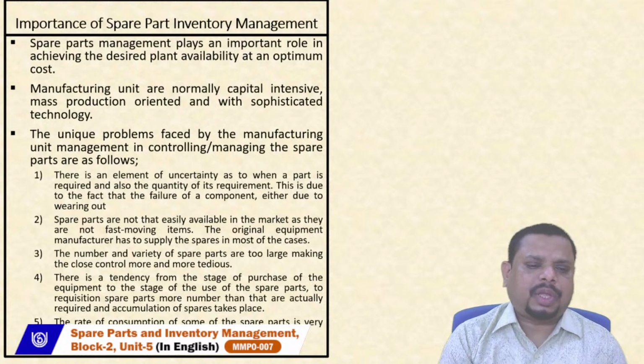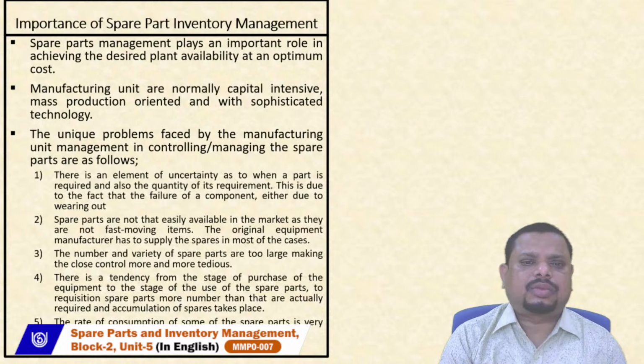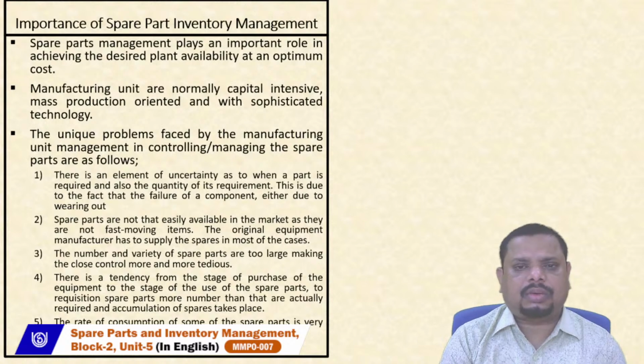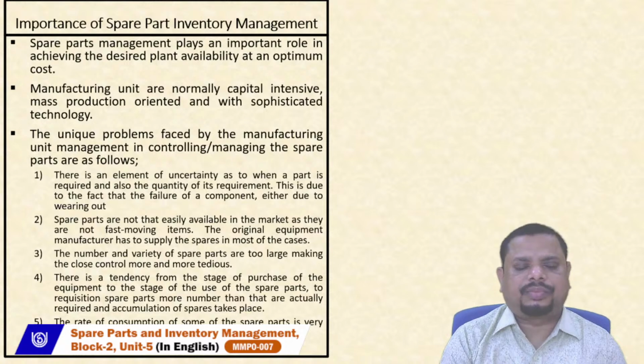So being a company, for smooth functioning of your entire production facilities, you have to take care to establish better industrial relations with the suppliers, so that you can get original equipment or original spare parts. The next important point is that the number and variety of spare parts are too large, making close control more tedious.